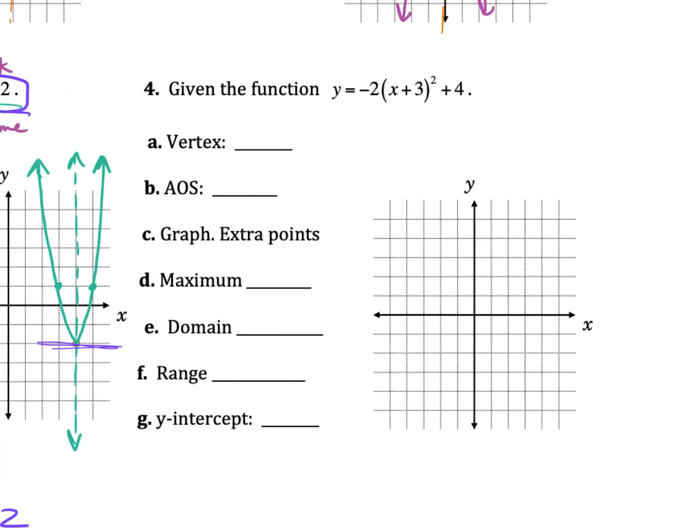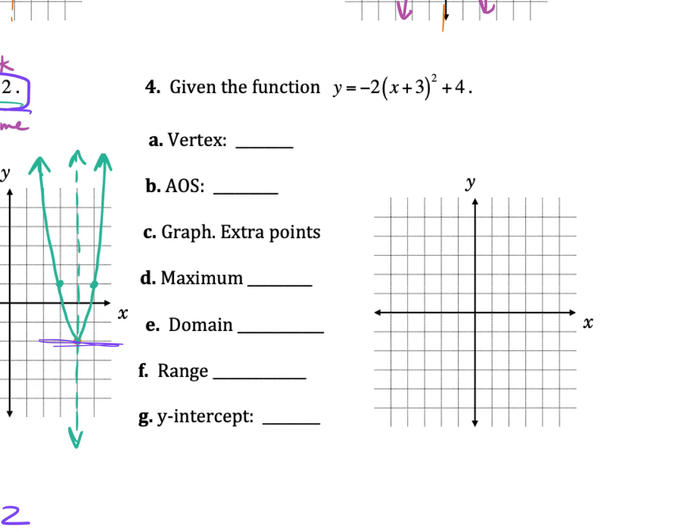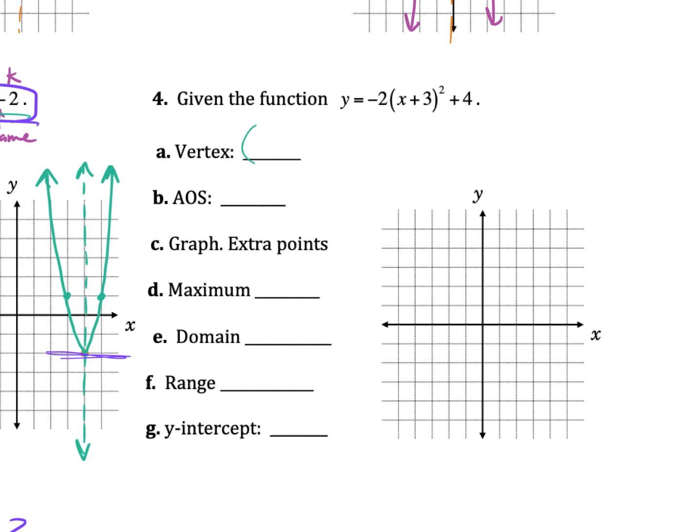Okay, you try number 4, and then we're done. All right, tell me what you got for your vertex. Opposite of what's inside, the same as what's outside, right? This should be opposite, this should be the same. So negative 3, 4. What's your axis of symmetry then? Not negative 3. X equals negative 3, right? Make sure you put the x equals. I will mark it off if you don't give me the x equals because it's a line. So negative 3, 4 is here. Here's your axis of symmetry. Okay, make sure you graph that.